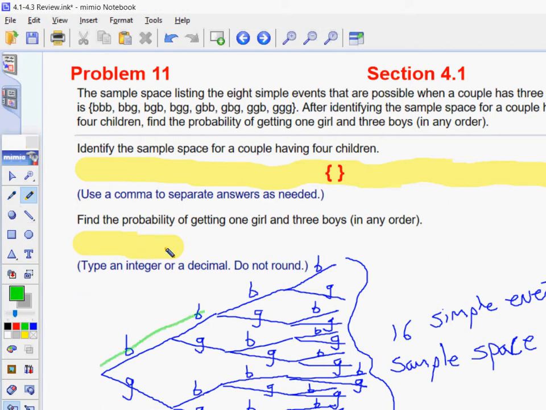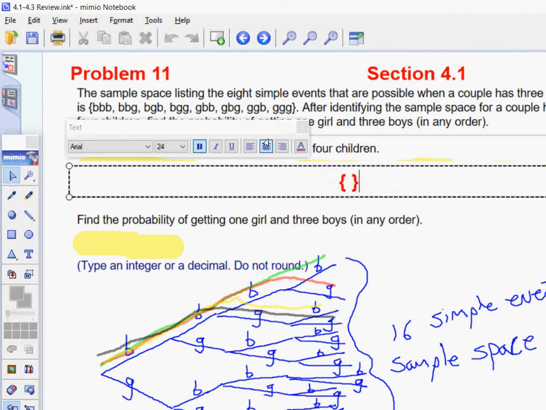Here is one route. I could have all boys, or I could take another route. I could have first one's a boy, second one's a boy, third one's a boy, and last one's a girl. Take another route. First one's a boy, second one's a boy, third one's a girl, and last one's a boy. Or take another route. First one's a boy, second one's a boy, third one's a girl, and fourth one's a girl, and so forth. You just follow the tree till you get to the very end twig. And that's what I'm going to do as I enter all these in here.